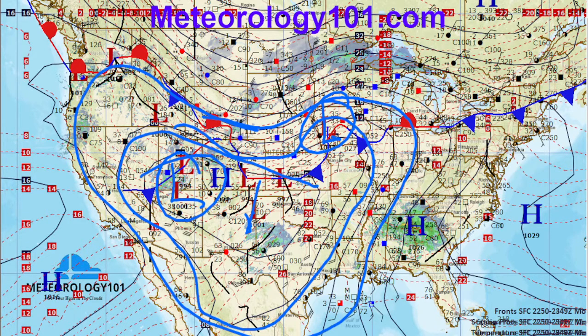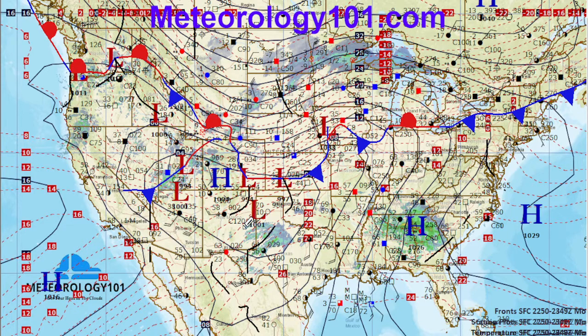Let me get out of here. Like I said, when I put the fronts on here, it clutters up with highs and lows. So it throws lows where there are just troughs. But we did justify that low.